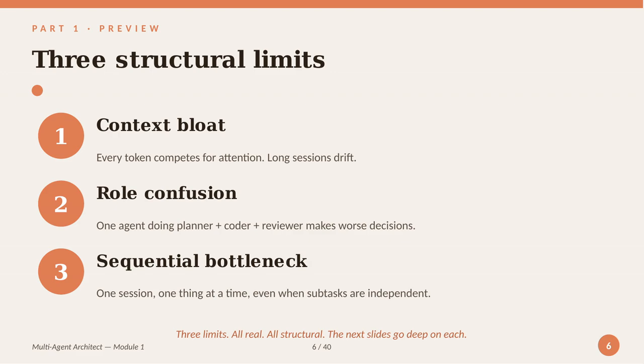Limit 3. Sequential bottleneck. One session can only work on one thing at a time, even when subtasks are genuinely independent. Three reviewers checking the same diff for security, performance, and tests would naturally run in parallel, but in a single session, you wait for each one in turn. Time burns for no reason. 3 limits. All real. All structural. None of them is a model failure or a prompting failure. The next 3 slides go deep on each, what the limit looks like in practice, and why working harder inside the same shape can't escape it.